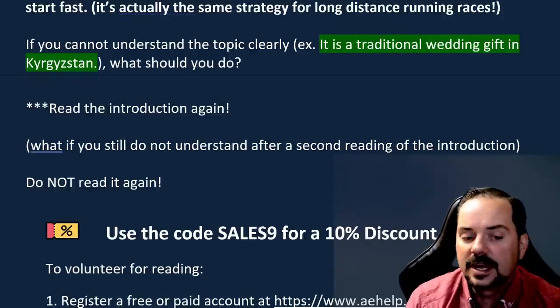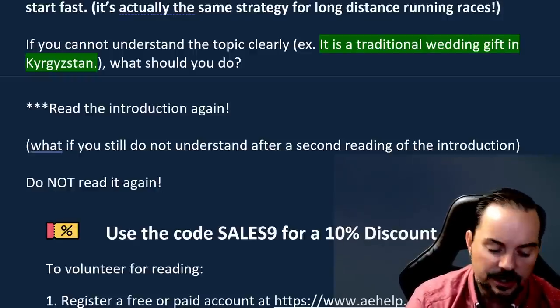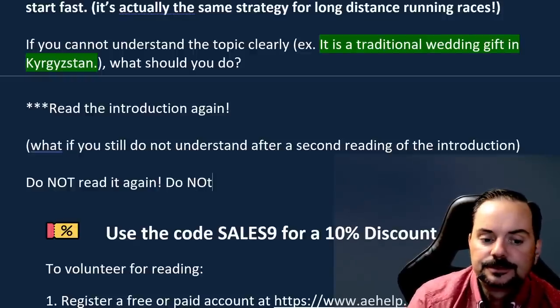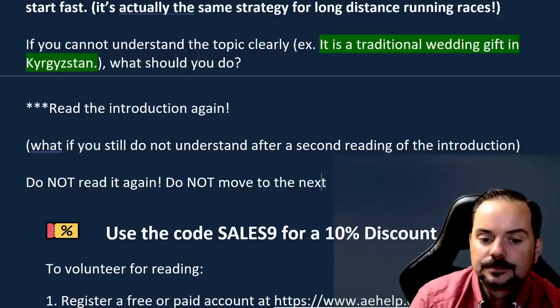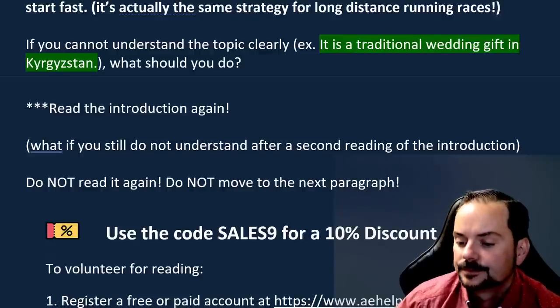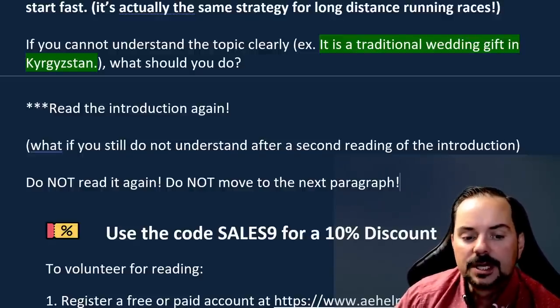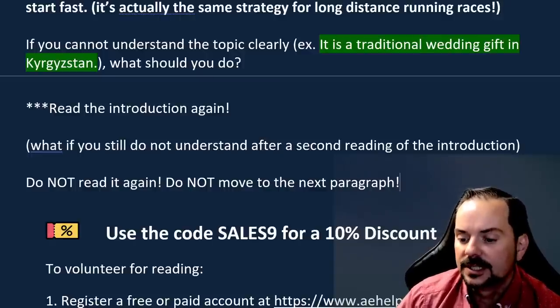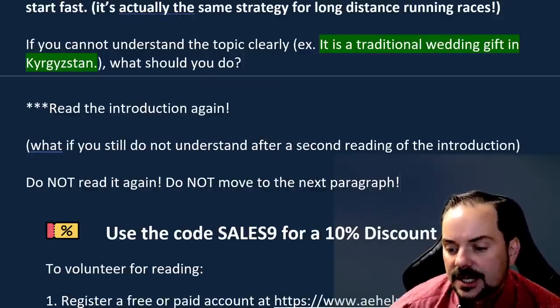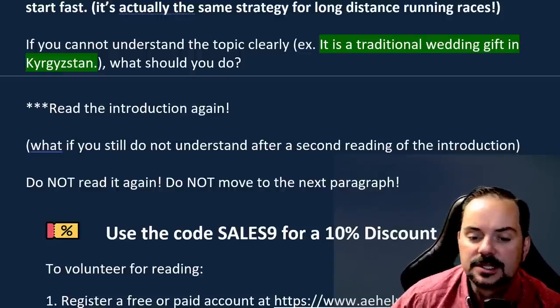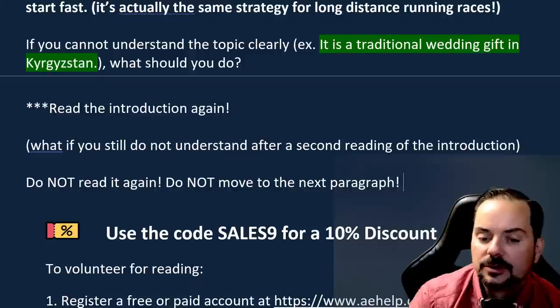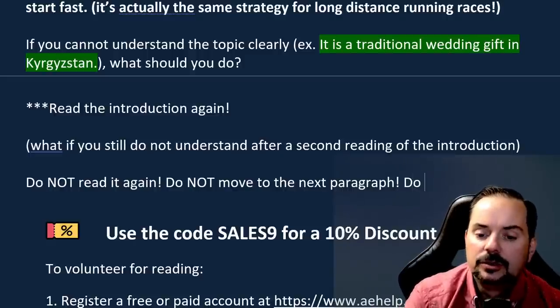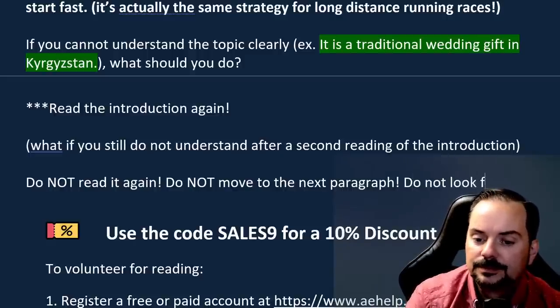Lydia says, move to the next paragraph. No, do not move to the next paragraph. Okay. Chani says, move on. No, because the next paragraph will probably go into more details. Pal says, read the keyword sentence. No, do not read the keyword sentence. There's probably no keywords, or you're not able to identify them. So do not look for keywords.